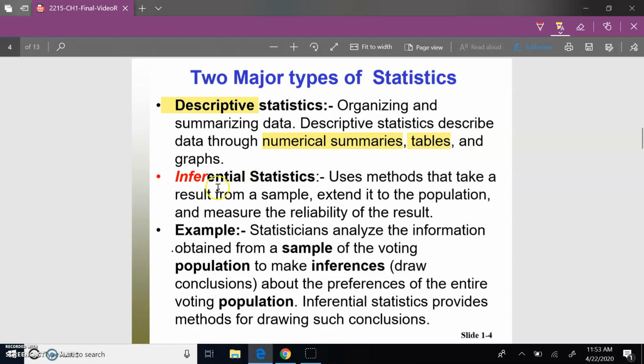Let's go to the word now, inferential statistics. Look at the root word of the word inferential. It comes from the word infer, right? You see the word infer?